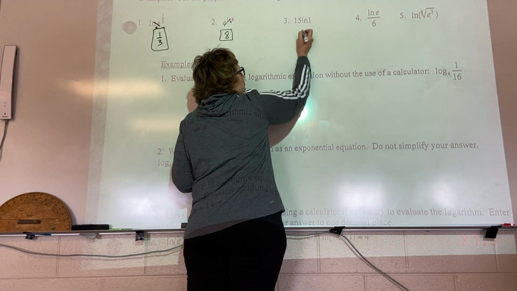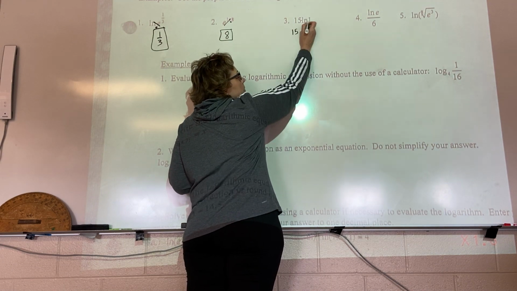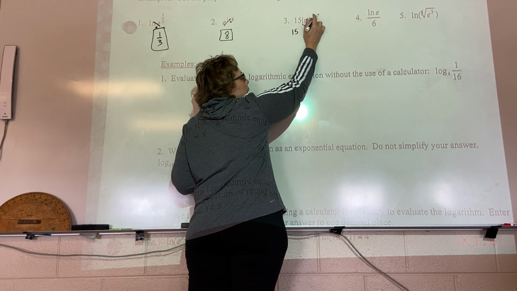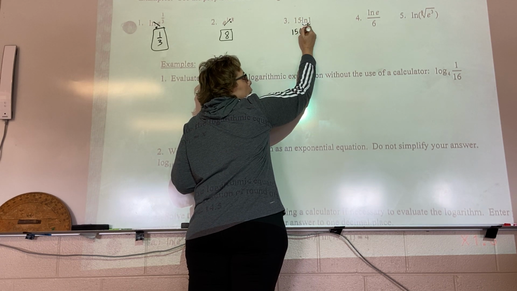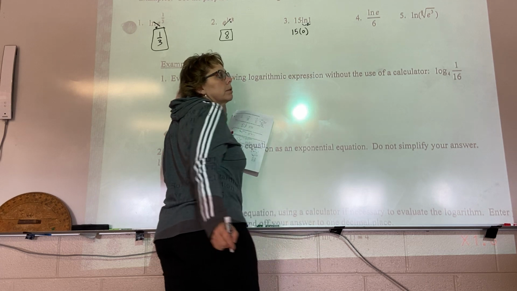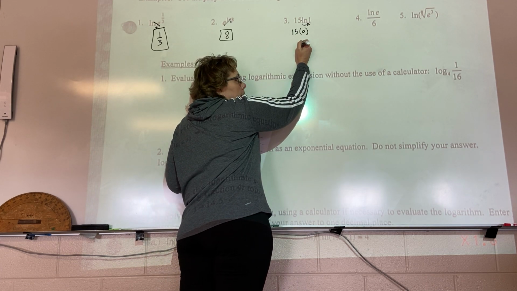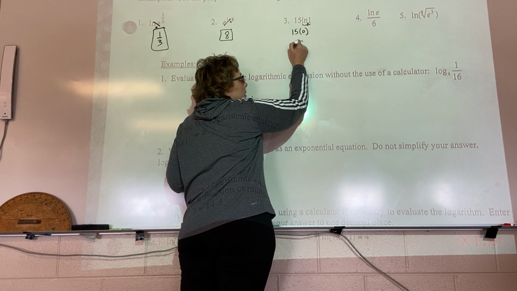This is kind of a two-stepper. This is saying 15 times the natural log of 1. Well, remember, e to what power gives you 1? Well, looking back at your notes, 0. Anything to the 0 power gives you 1. So this is 0.